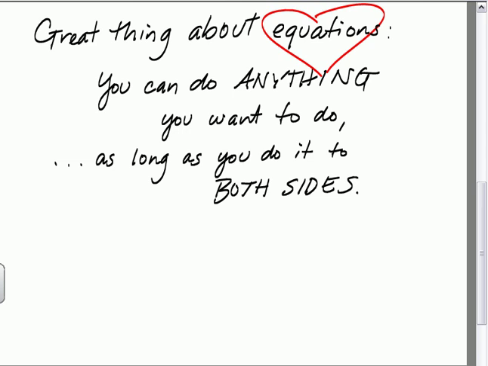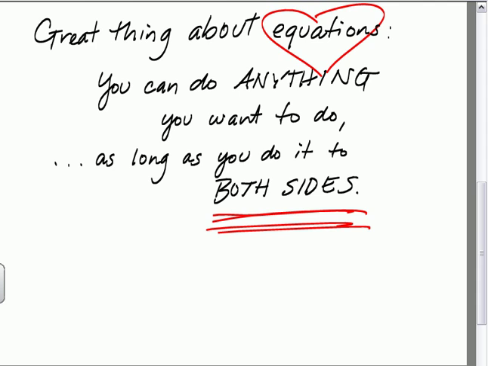The wonderful thing about equations is that you've got two sides, and you can do anything you want to do as long as you do it to both sides. So having an equation gives us lots of freedom because we've got two sides. Remember that changes in math come in pairs, so the sides give us a pair to work with.